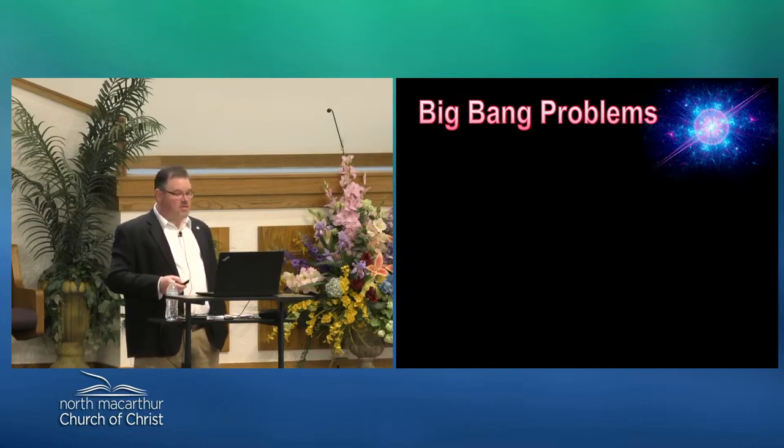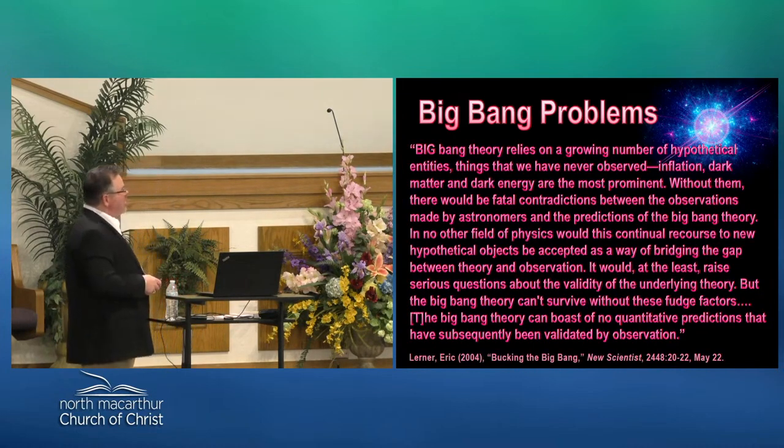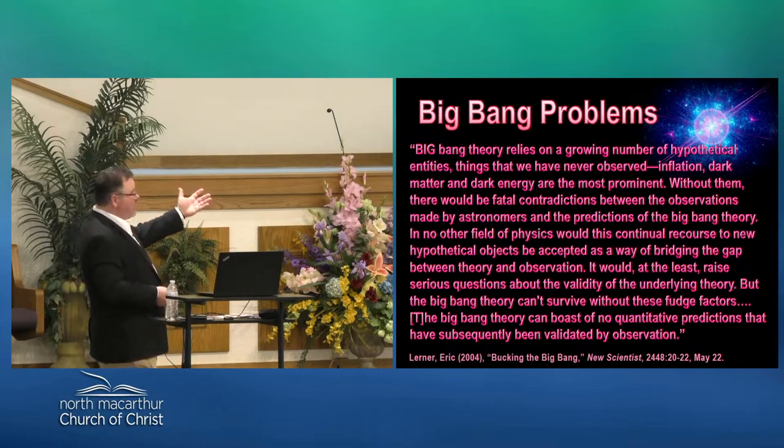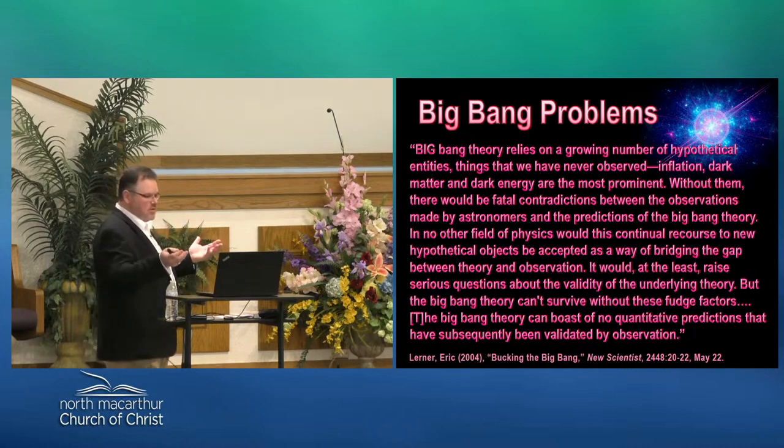Now the statement that is being signed starts with these words: Big Bang theory relies on a growing number of hypothetical entities, things that we have never observed. Inflation, dark matter and dark energy are the most prominent. Without them, there would be fatal contradictions between the observations made by astronomers, the actual evidence, and the predictions of the Big Bang theory. In no other field of physics would this continual recourse to new hypothetical objects, right? They keep making up new stuff to try to fix every time they see something new. We'll just make up this over here to fix the problem so we can keep holding on to the Big Bang.